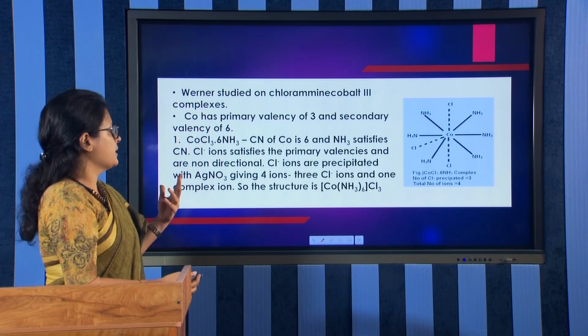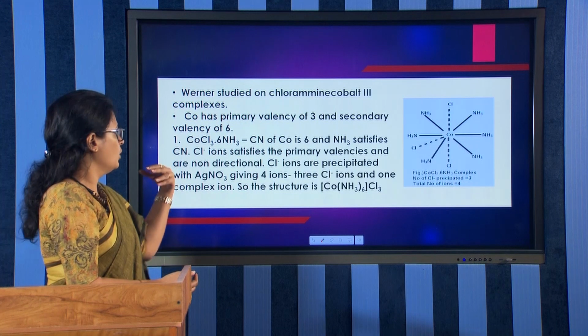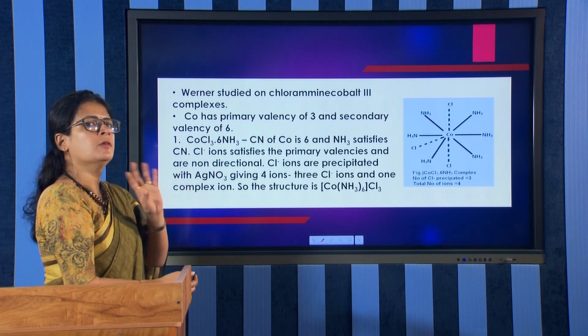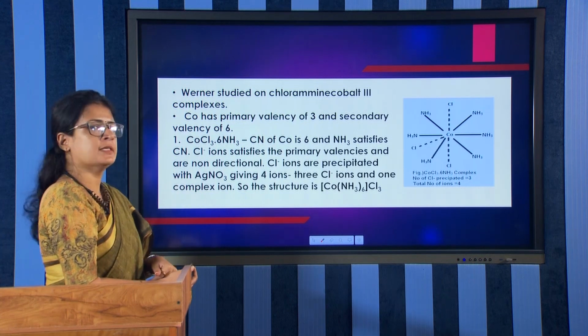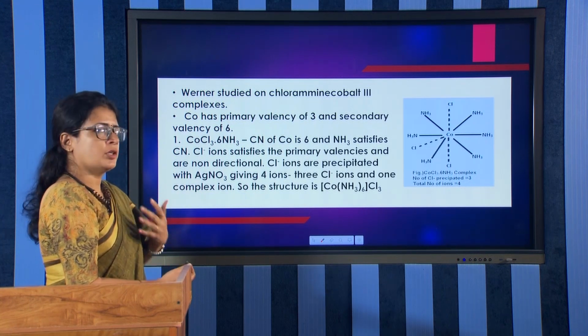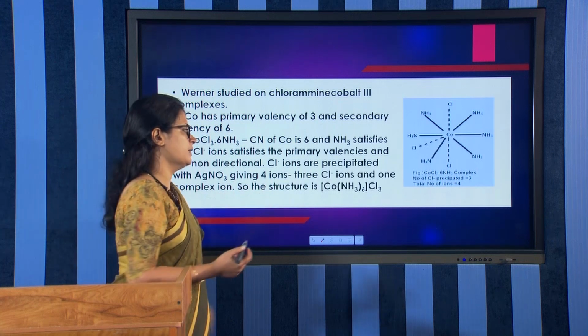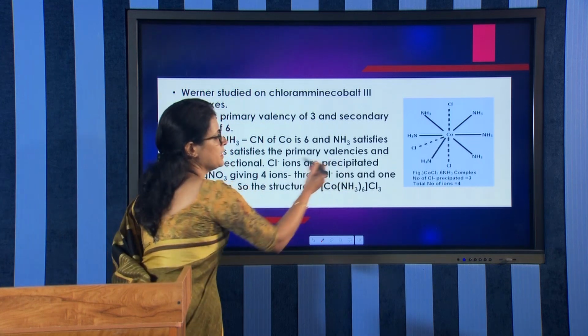It is not having any chloride ion, so it will not give precipitate. On the whole, 4 ions will be there, 3 will be precipitated on the addition of silver nitrate. So, the structure he deduced was like this: [Co(NH3)6]Cl3.